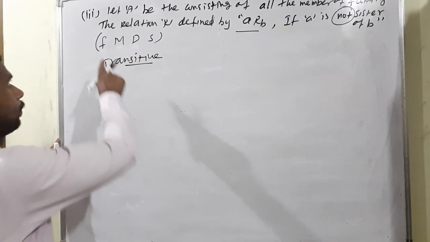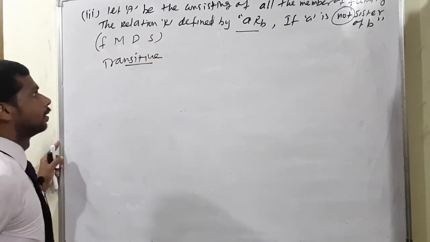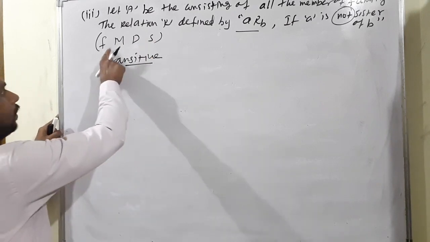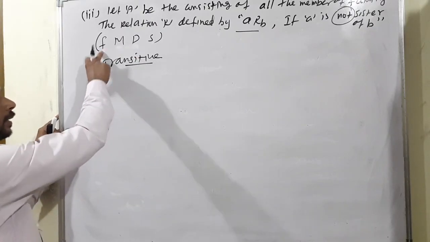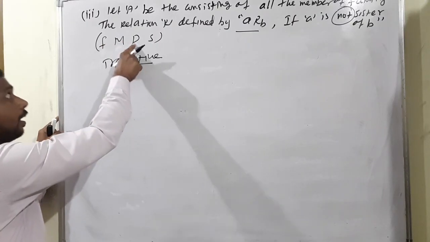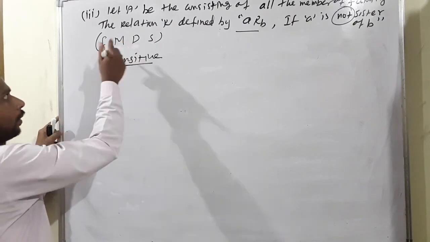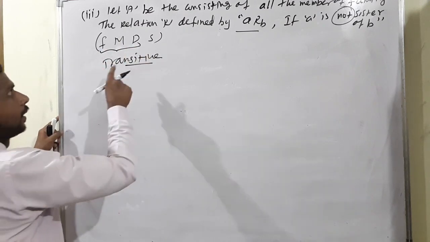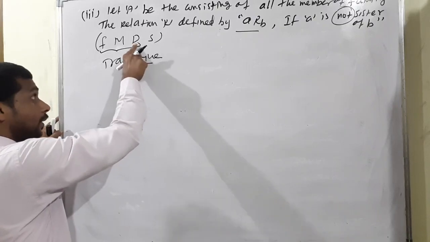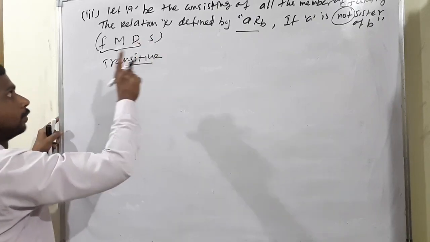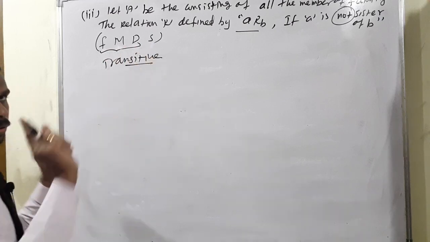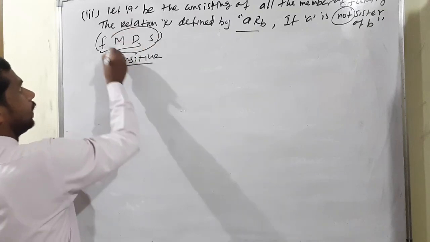Transitive, the same condition: father, mother, daughter and son. Consider F, M, D. What will happen? Definitely we can say father is not a sister of mother, clear. At the same time, mother is not a sister of daughter, clear. Then father is not a sister of daughter. The first three conditions are clear. Next three cases, look there. Mother is not a sister of daughter, clear. Daughter is not a sister of son. That is also possible. But first and last, mother is not a sister of son. Okay, clear.